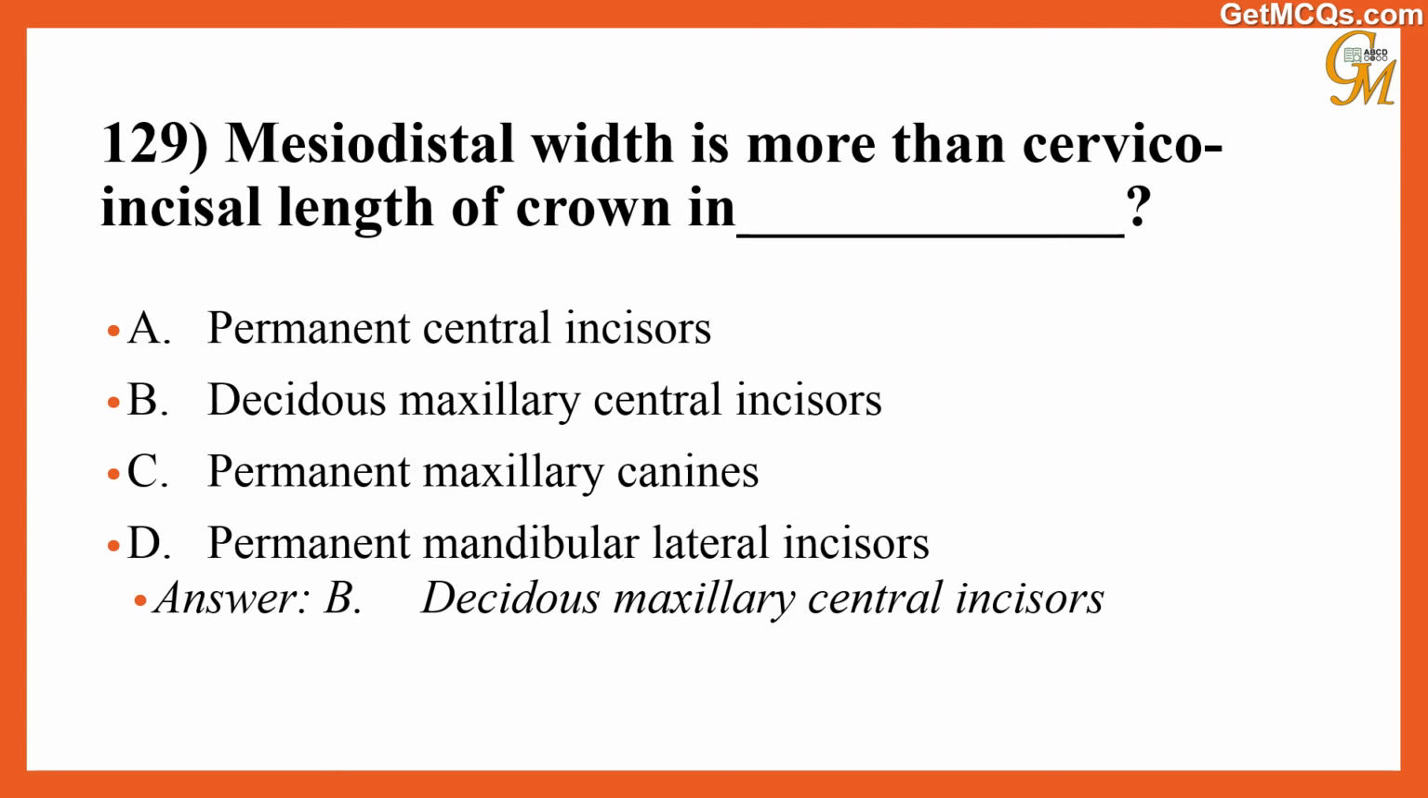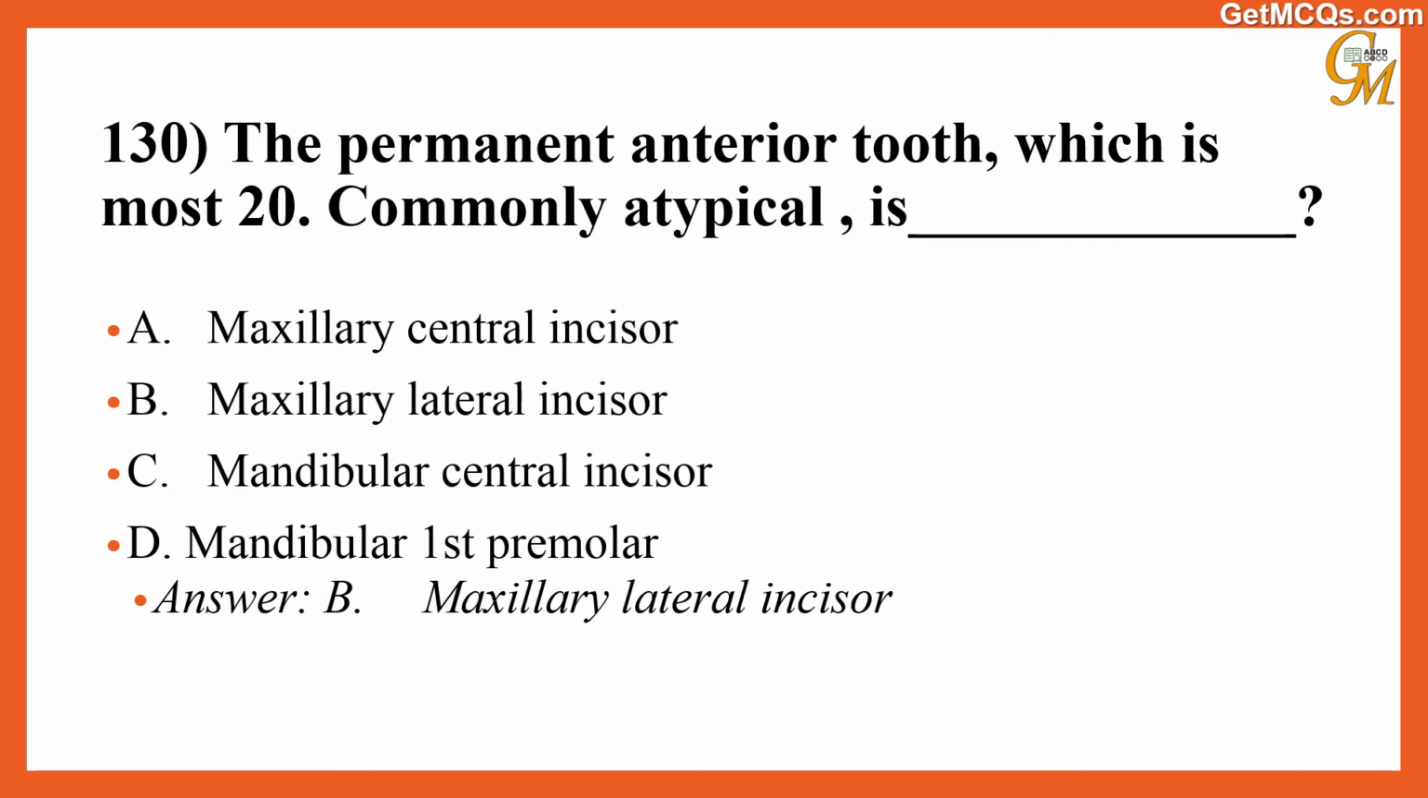129. Mesiodistal width is more than cervico-incisal length of crown in? Answer: B. Deciduous maxillary central incisors. 130. The permanent anterior tooth, which is most commonly atypical, is? Answer: B. Maxillary lateral incisor.